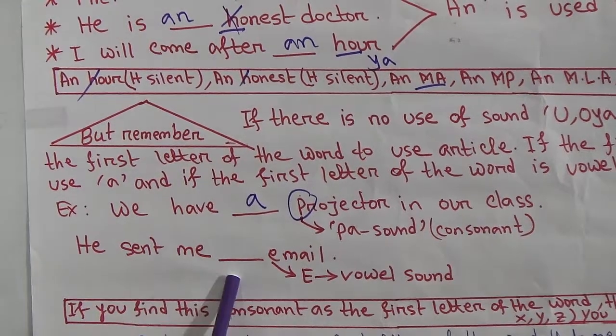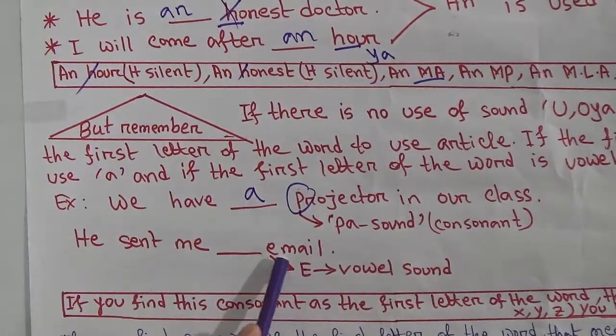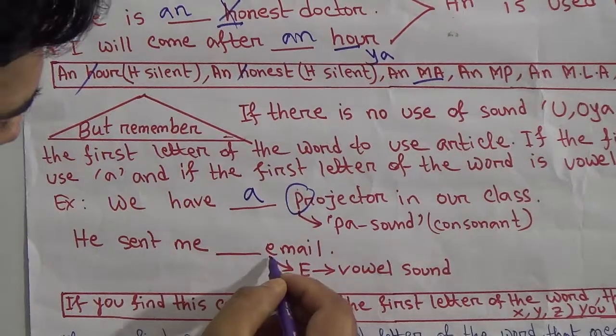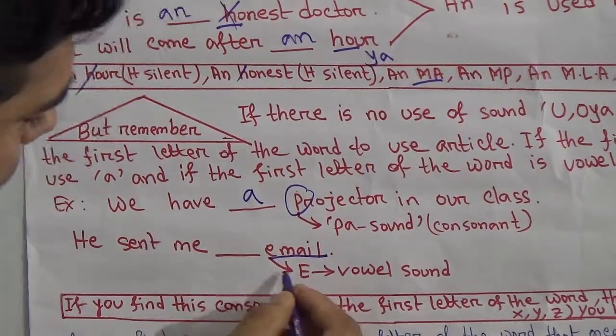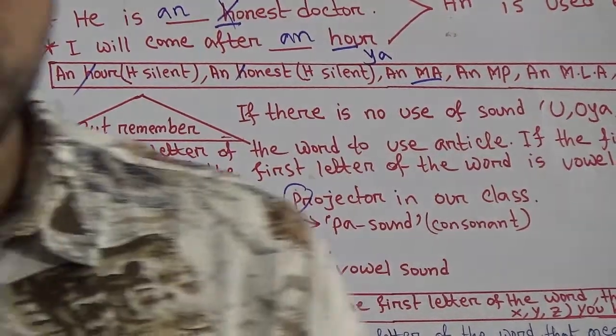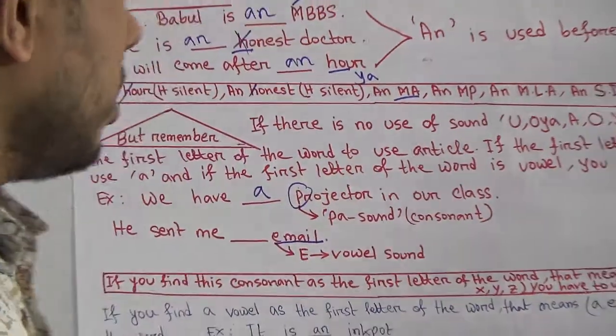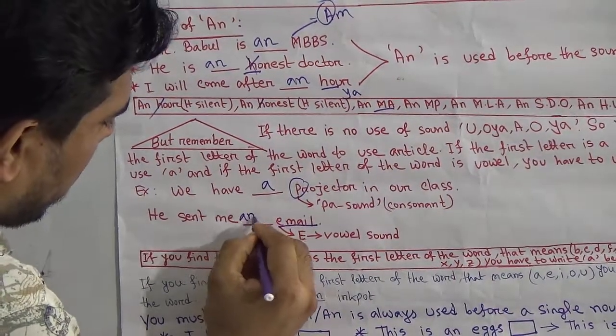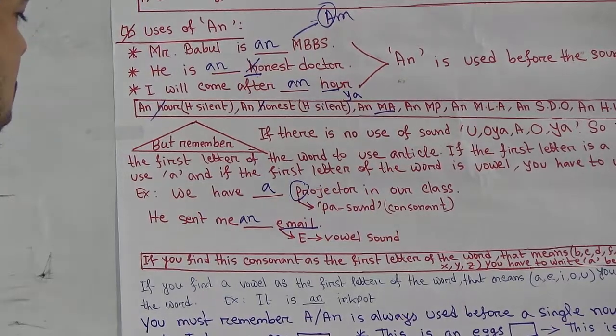Next one, he sent me an email. Here to produce this word email, our "e" comes first. So e is a vowel. E is a vowel letter. That's why we should write here "an". He sent me an email.